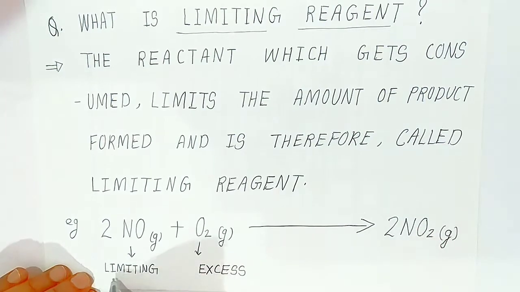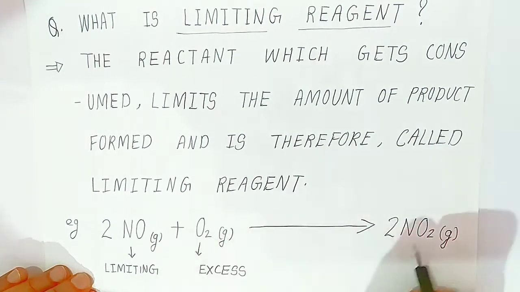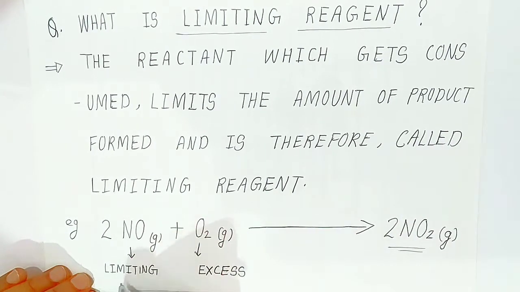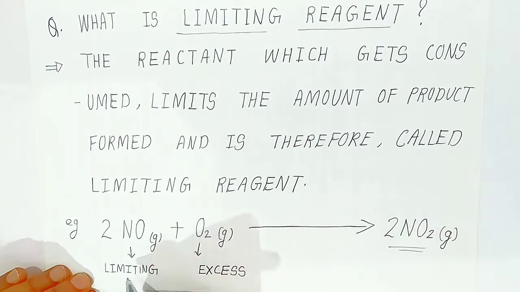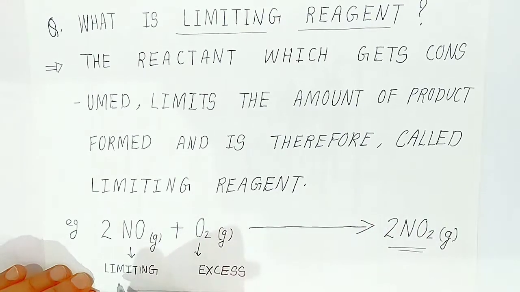Now suppose one is present in less quantity, we call it limiting, and the other is present in excess quantity, but the amount of product is totally dependent on the limiting one. So that is why it is called limiting reagent. This product is controlled by the one which is in less quantity; the product will depend on it. That is why it is called limiting reagent. So nitrogen monoxide is the limiting reagent here.